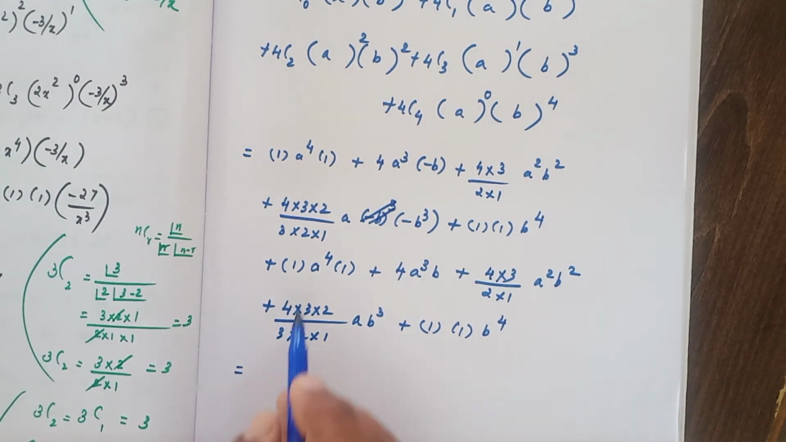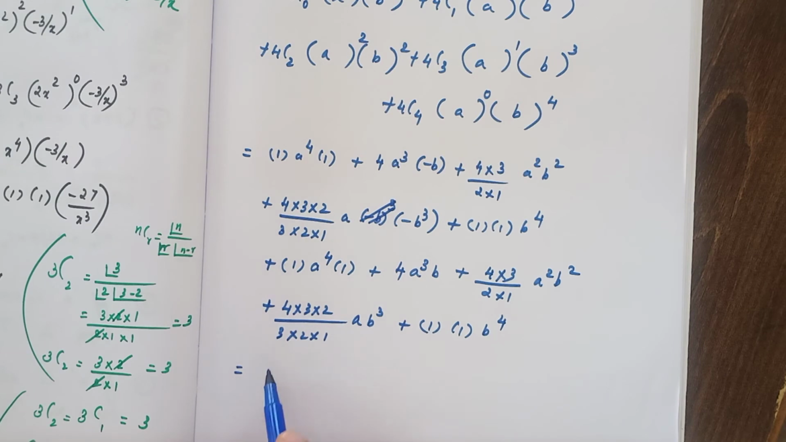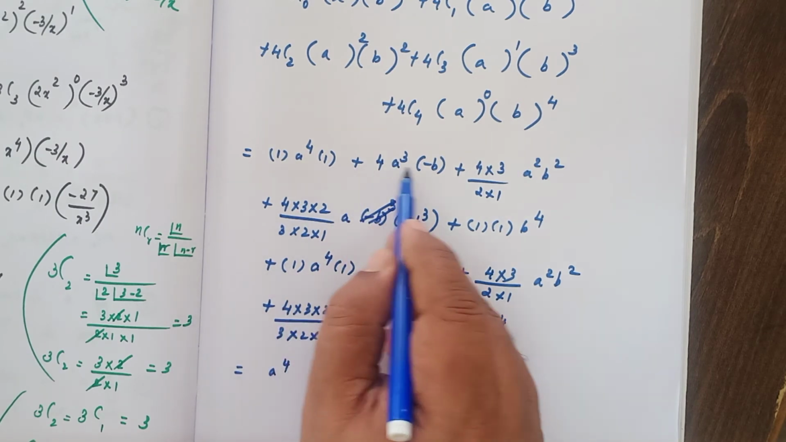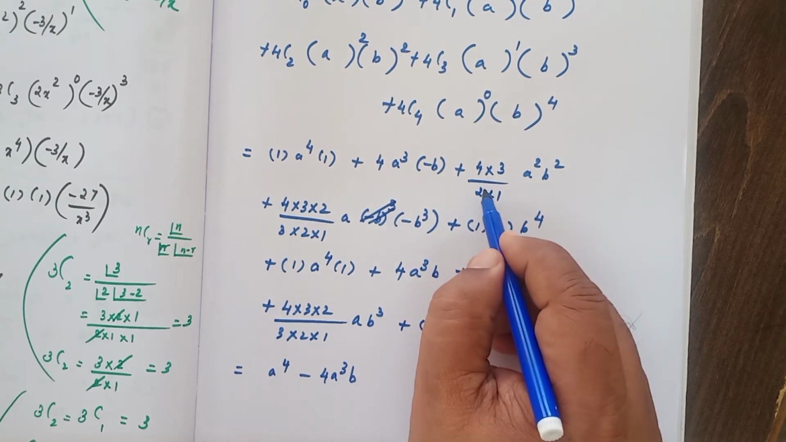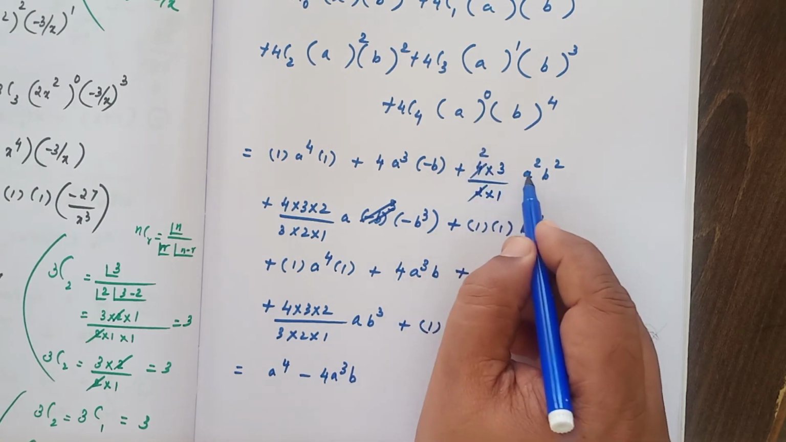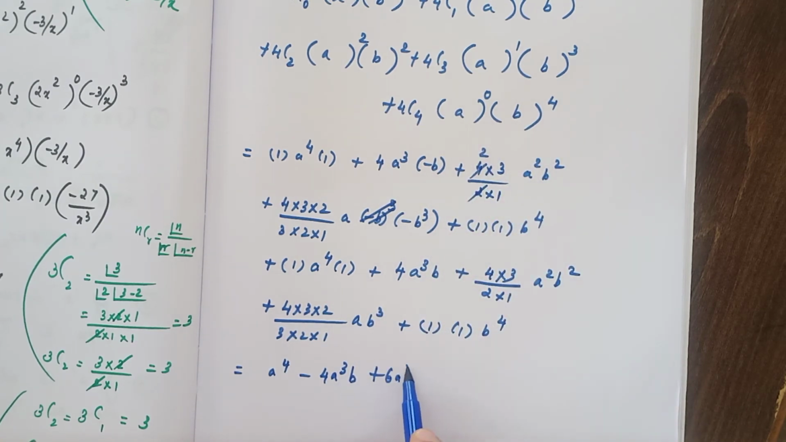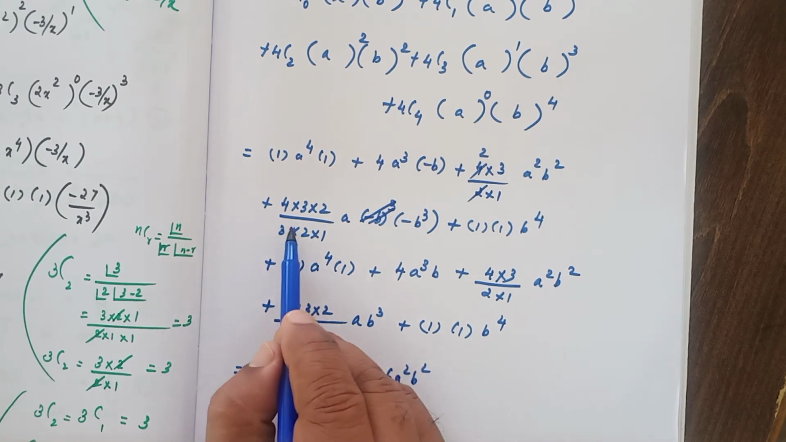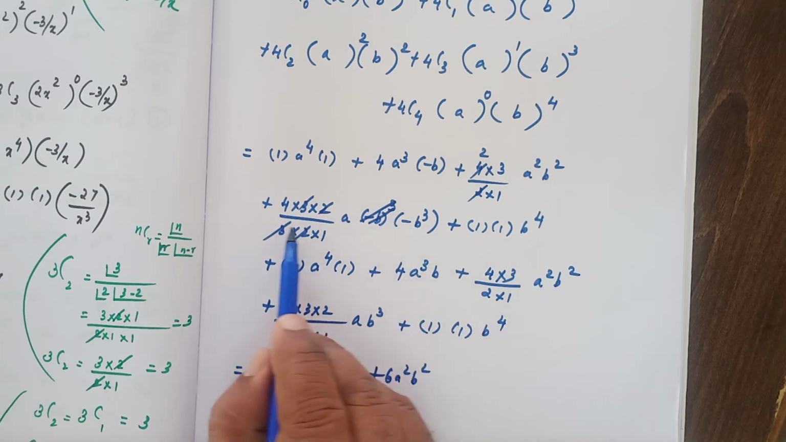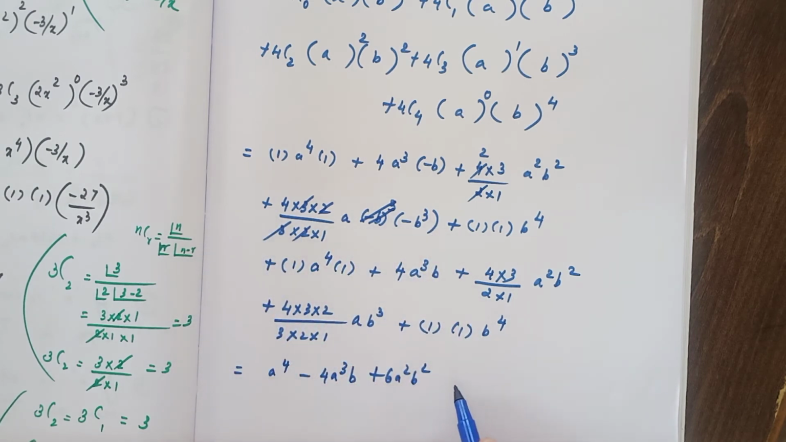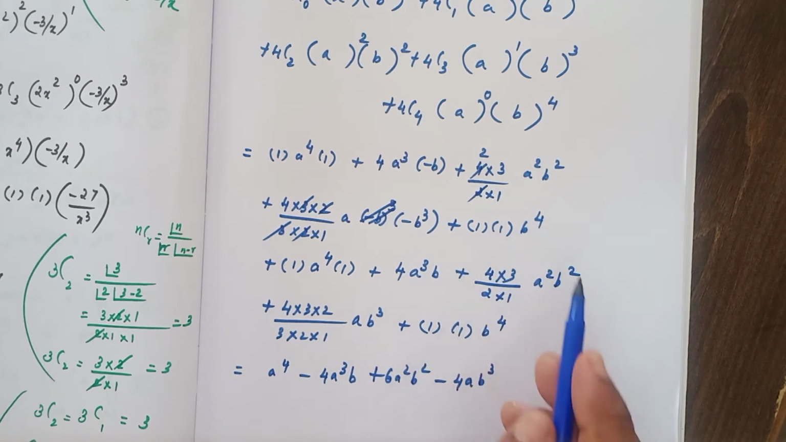That is equal to 1 into a power 4 into 1 is a power 4, plus into minus, minus 4a cube b. If we simplify, we'll be getting 2, 2, 3 are 6, a square b square. Here we can cancel 3 and 2, plus into minus, minus 4 into a into b cube, minus 4ab cube. 1 into 1 into b power 4 is b power 4.